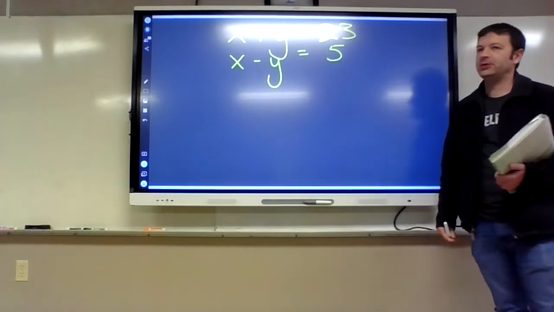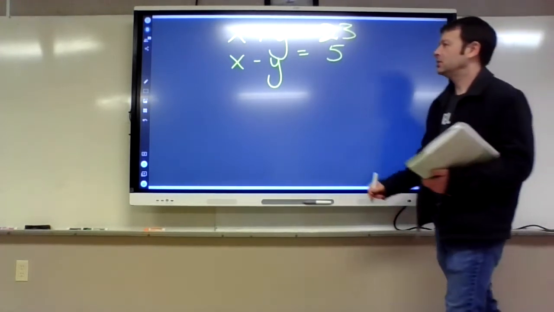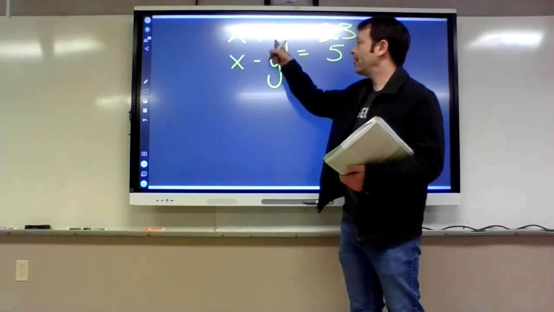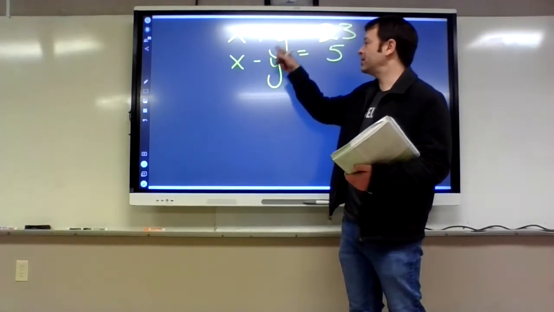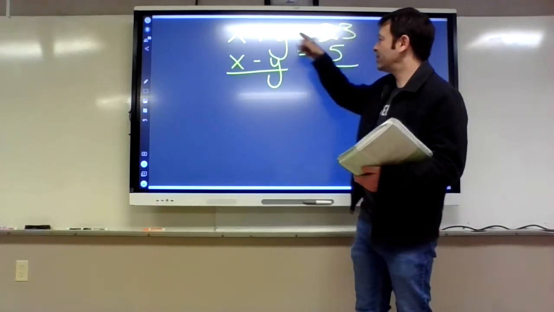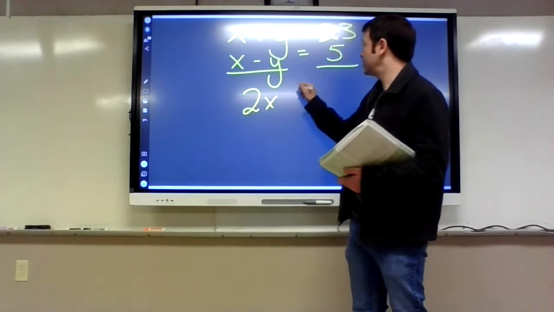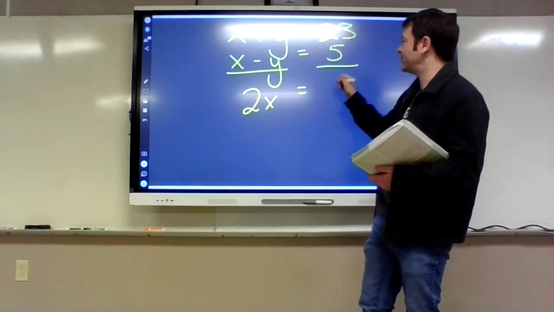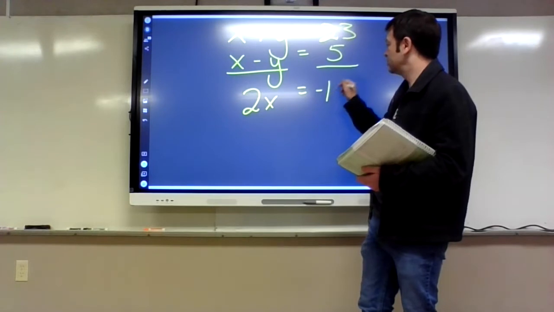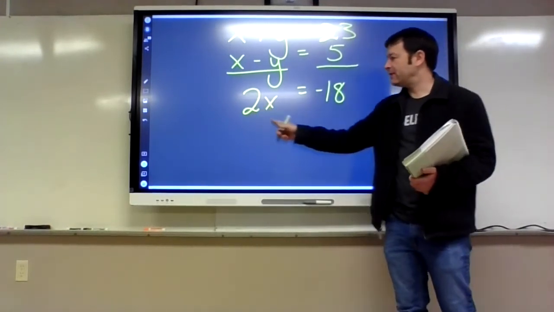Okay, and then we're going to solve it normally. What's the easiest way to solve this? Elimination. If we add the two lines together, what's going to happen to the y's? The y's go away. X plus x is 2x. Negative 23 plus 5. Negative 18 divided by 2.